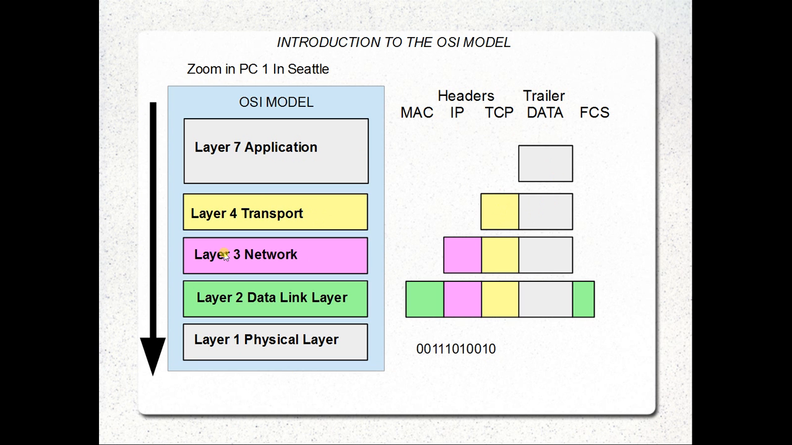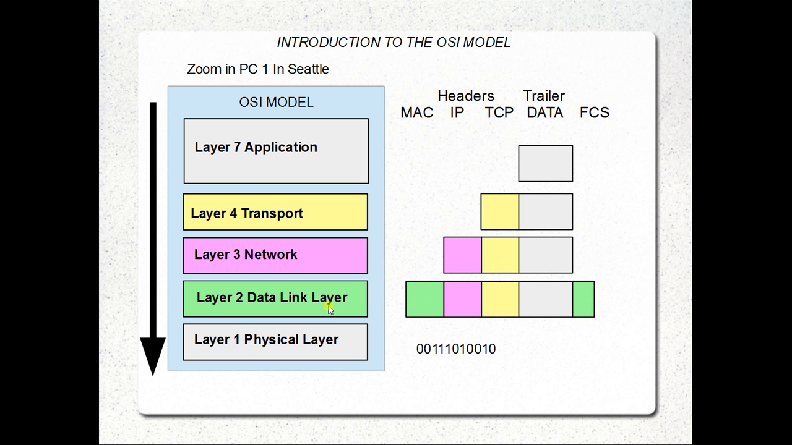Now, when it goes down to layer 3, it's still going down. When it goes down to layer 3, it adds another header. So this is actually another bit of information that's added to this. And then we go down to the data link layer. And at the data link layer, we add even another header and a trailer.